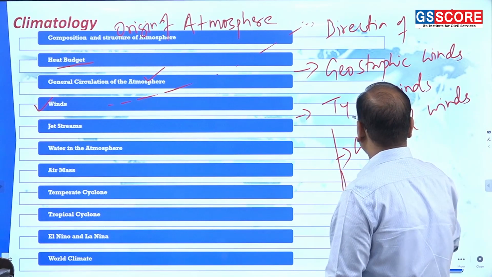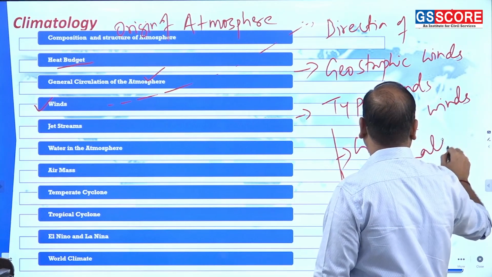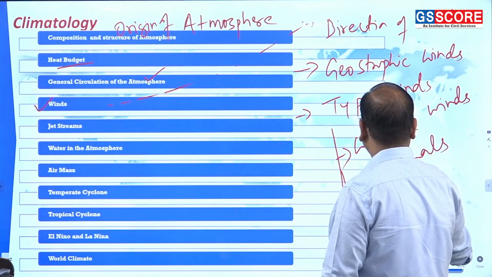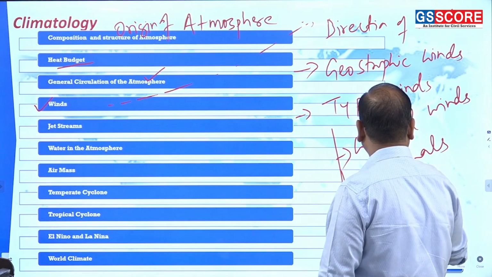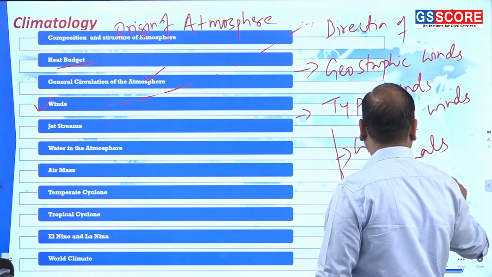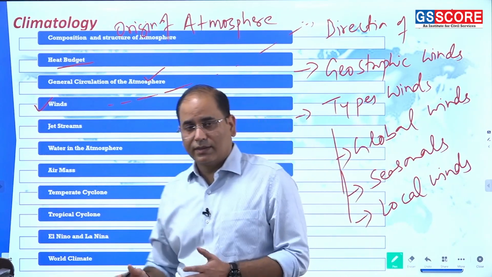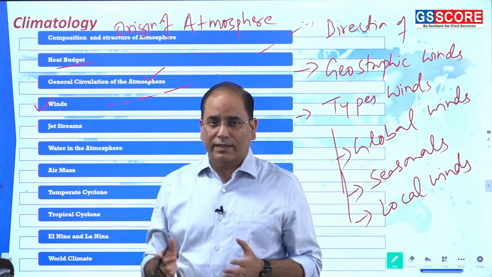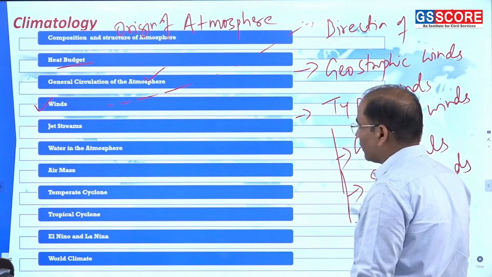Also, you are supposed to study the seasonal winds. Seasonal winds, also you are supposed to study the local winds. Seasonal winds and local winds in one way or other are more or less same. So, we have the seasonal winds and local winds.